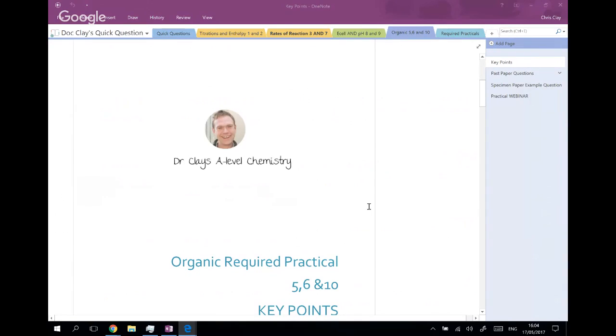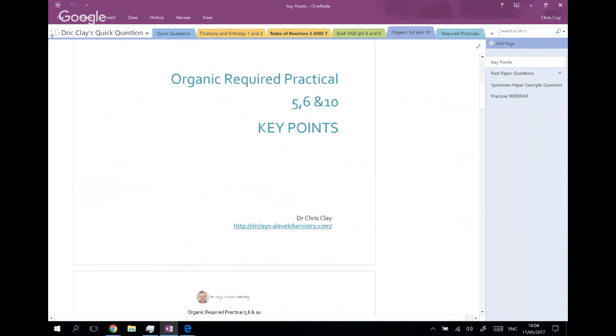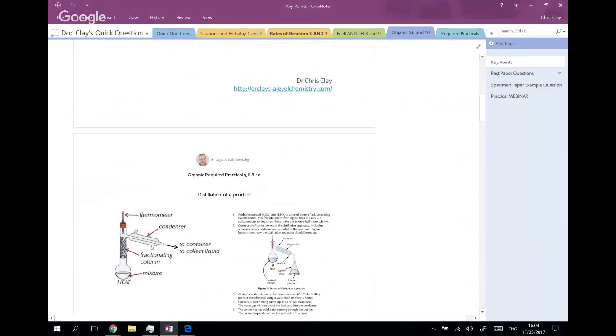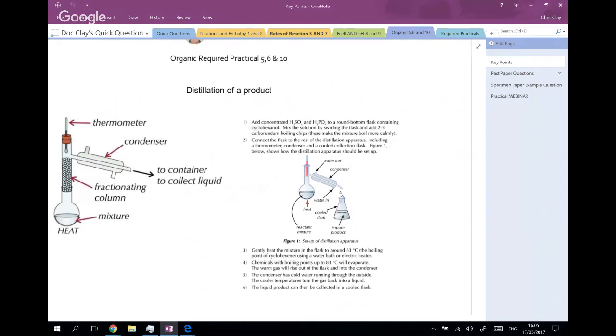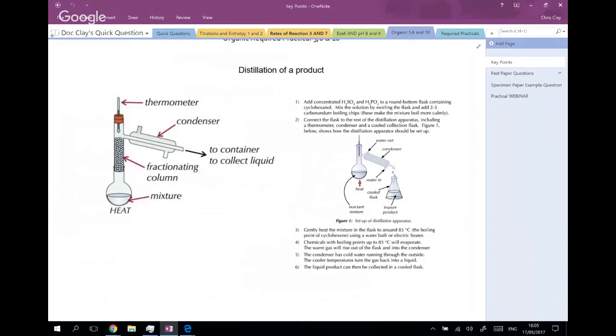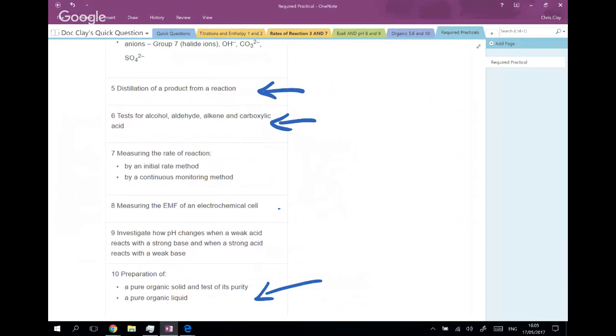Let's have a look at the key points. So practicals 5, 6, and 10. Hopefully you met 5 and 6 back there in your first year of the course, and that is how to essentially distill a product. So here we go. Number 5 is distillation of a product from a reaction.